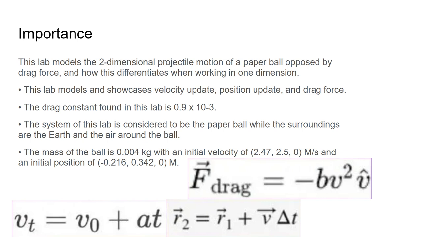The system of this lab is considered to be the paper ball while the surroundings are the earth and the air around the ball. The mass of the ball is 0.004 kilograms with an initial velocity of 2.47 in the x, 2.5 in the y, and 0 in the z meters per second. An initial position of negative 0.216 in the x, 0.342 in the y, and 0 in the z.